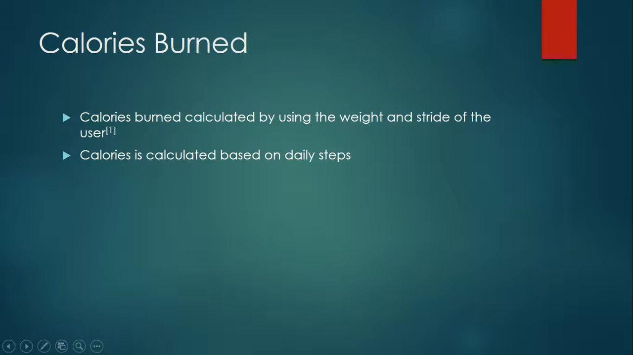So the next one, I have the calories burned feature on my app. So this calories is calculated based on the weight and the stride of the user. And also it's calculated based on the daily steps. So I've got the formula from the website that I've attached on the references on this slide. So the reason to put this calories feature on my app is because the user might want to see how many calories they have burned without having to calculate by themselves.